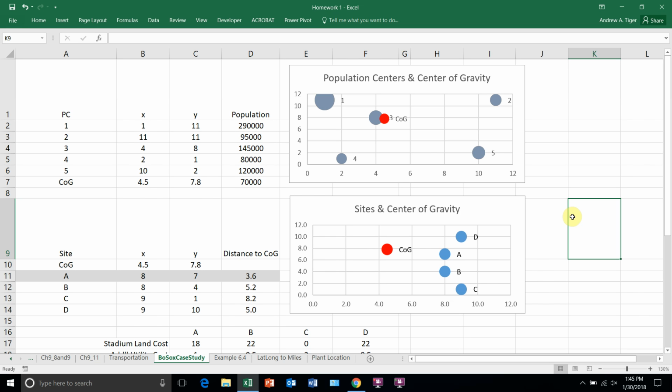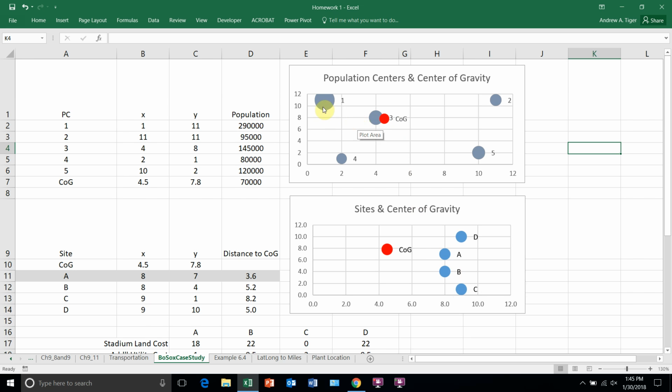The Boston Red Sox spring training stadium case study, and they want you to do a center of gravity, first of all, around where the population centers are. Now we have 4 potential locations. These are all the 4 locations and the coordinates. But the first thing I did was look at where the population centers are.